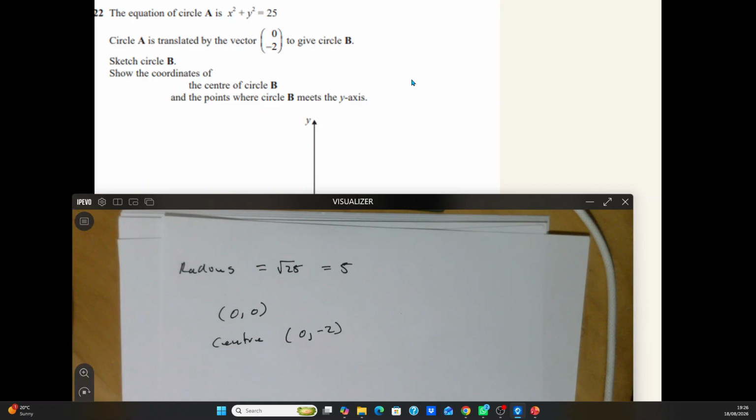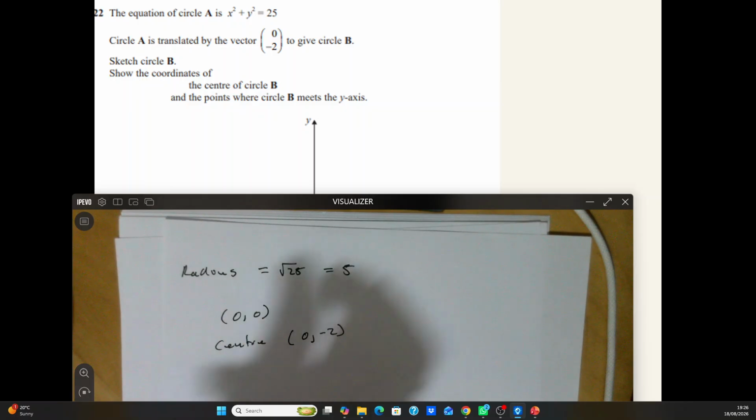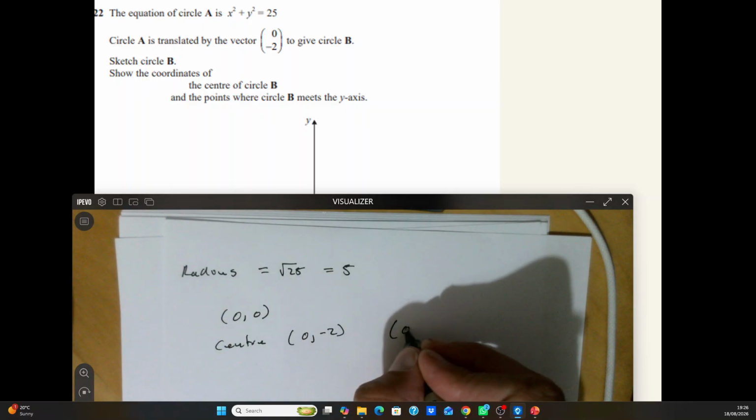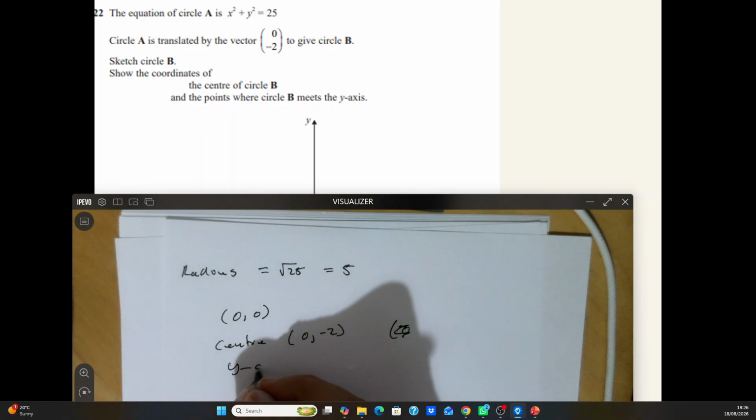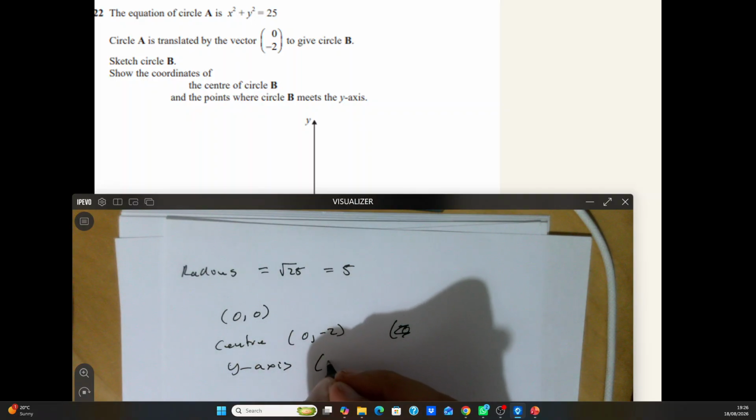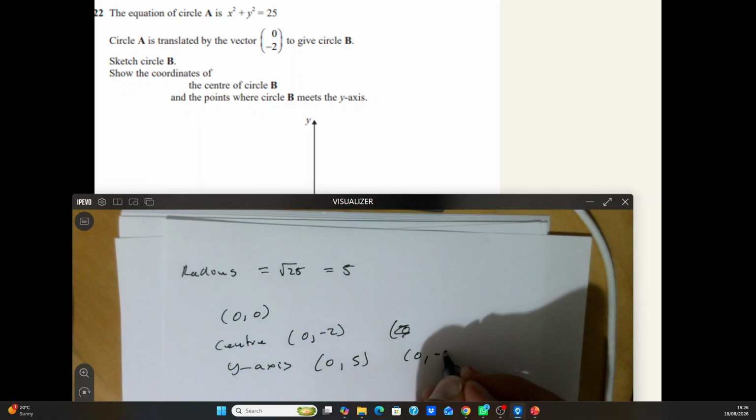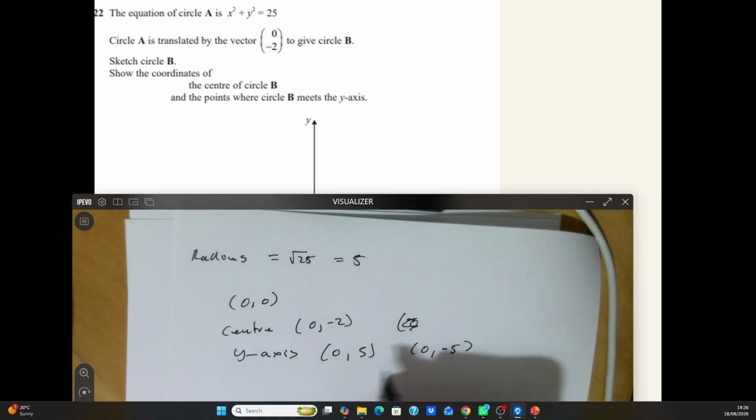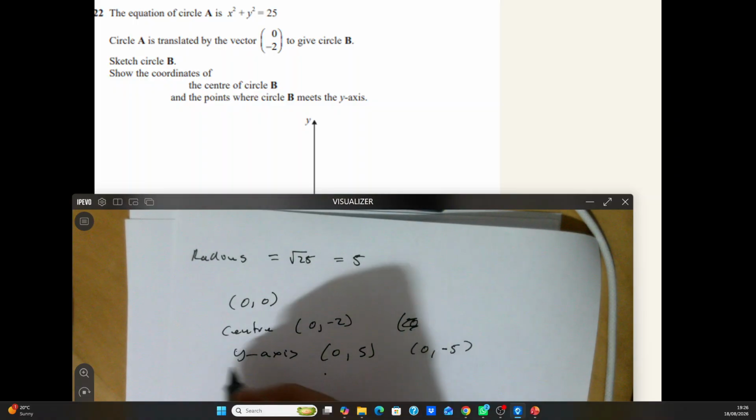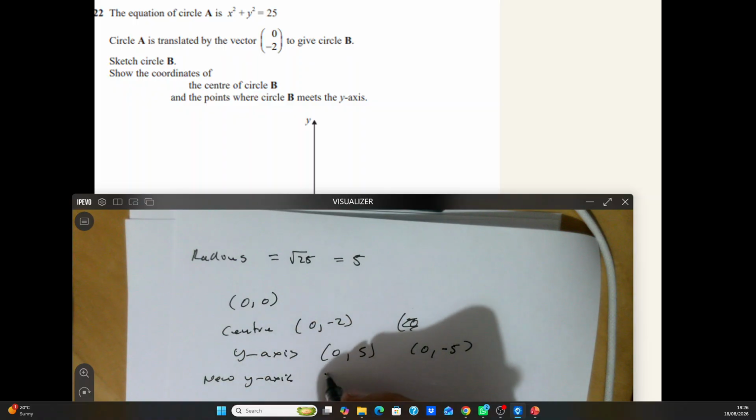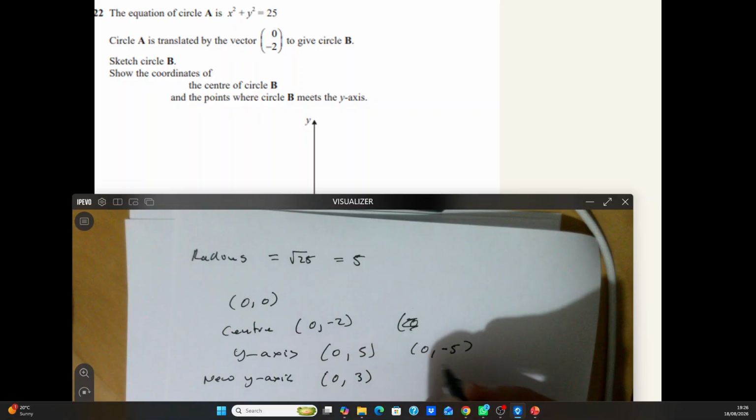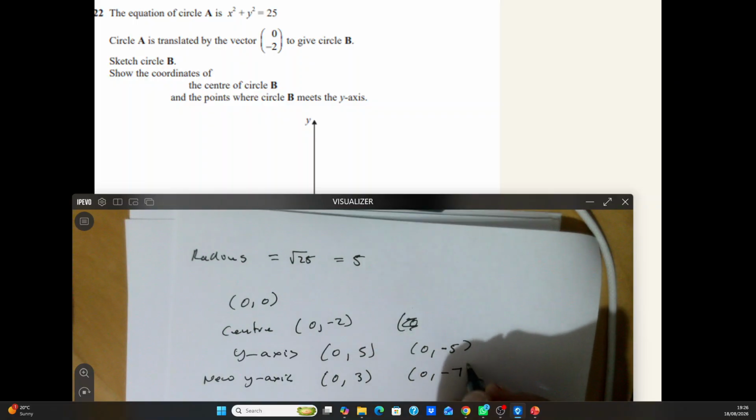Where did it cross the y-axis? It crossed the y-axis at x is 0. At x is 0, y is 5, and x is 0, y is -5. So we need to take 2 of that off. So new y-axis, take the 2, 0, 3, 0, -7.